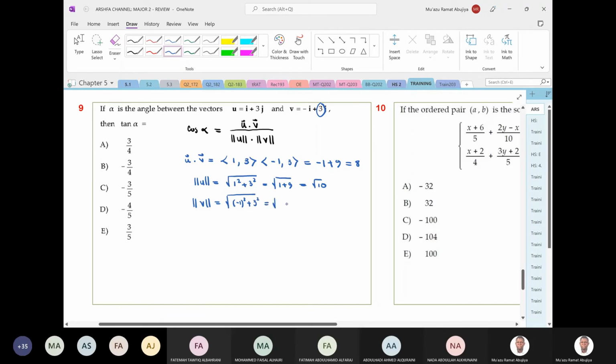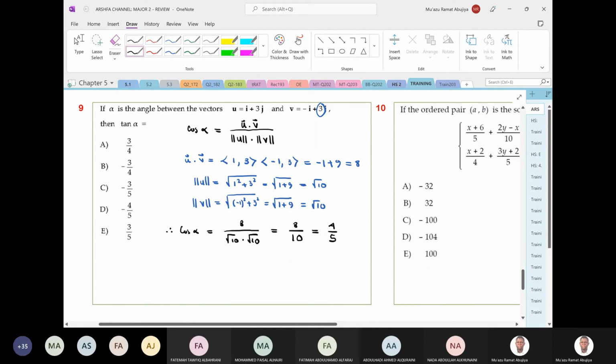And this is going to be the same thing, root of 1 plus 9, which is going to give us root of 10. Therefore, we can say now the cosine of alpha is equal to u dot v. What is u dot v? That is given by 8 divided by the magnitude of u, root of 10, multiplied by magnitude of v, which is root of 10. And this is going to be equal to 8 divided by root of 10 multiplied by root of 10, and that is going to be equal to 8 over 10. Simplify that one, we say 4 over 5.